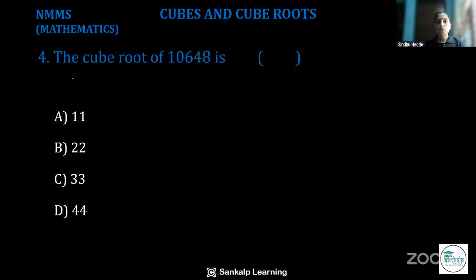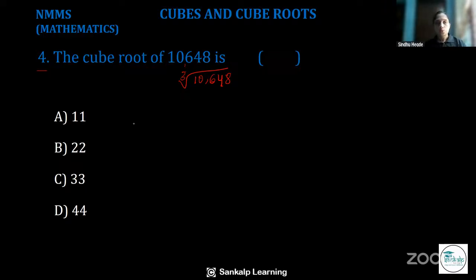Let us see question number 4. The cube root of 10,648 is option A 11, option B 22, option C 33, option D 44. So find out the cube root of 10,648.